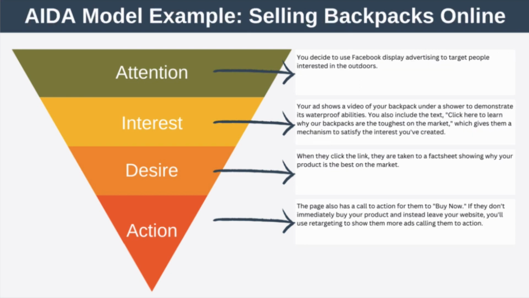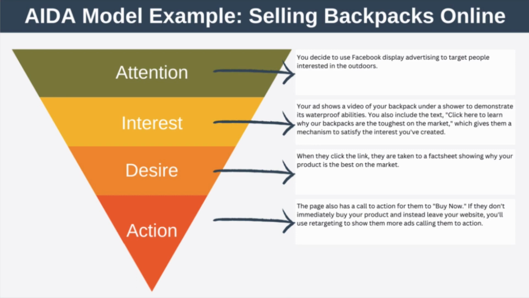For our second example, I want you to imagine you run an online store selling hiking backpacks direct to consumers. How might you go about increasing your sales using the AIDA model? Well, one possible way is shown here. To make prospects aware of your backpacks, you could decide to use Facebook display advertising to target people interested in the outdoors. To capture interest, your ad could show a video of your backpack under a shower to demonstrate its waterproof capabilities. You could also include the text, "Click here to learn why our backpacks are the toughest on the market," which gives them a mechanism to satisfy the interest you've created.